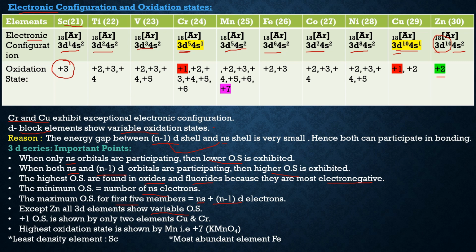Now, +1 oxidation state is shown by only 2 elements, that is copper and chromium. I highlighted it with red color. The highest oxidation state is shown by manganese, that is +7 oxidation state, like in KMnO4. It is shown by the pink highlighter. Now, 2 more points are that the least dense element is scandium and the most abundant element is iron.